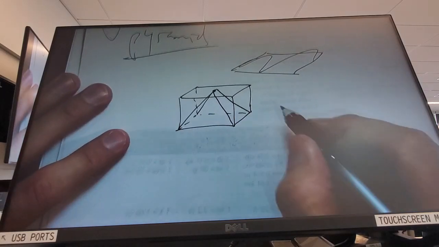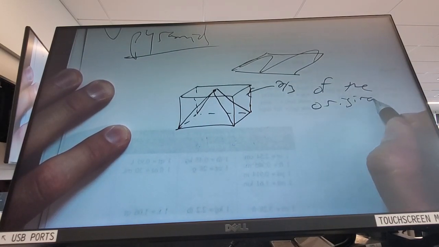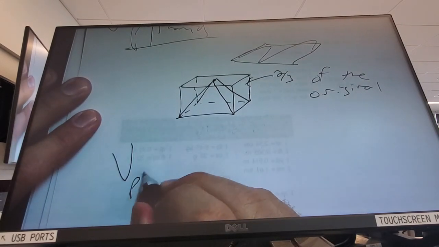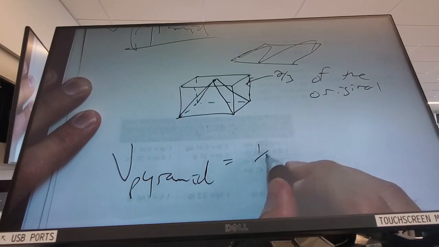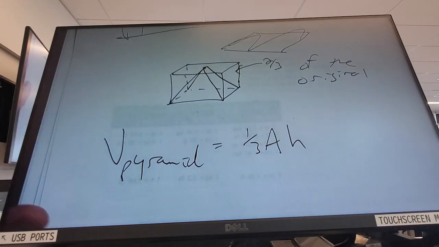What you end up chopping off, 2/3 of the original, is just whittled away. So the volume of any pyramid is 1/3 the volume of what it was in. We normally consider pyramids to start with a prism, and then I chop them out of it. So I take my volume of a prism, A times H, and I take 1/3 of it. That would be how much would be left. Kind of a nifty idea.